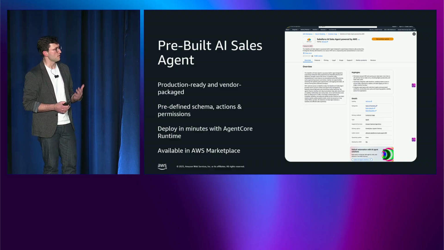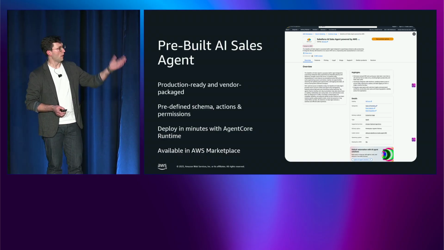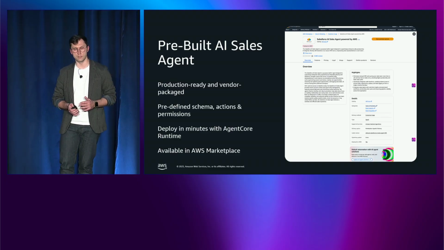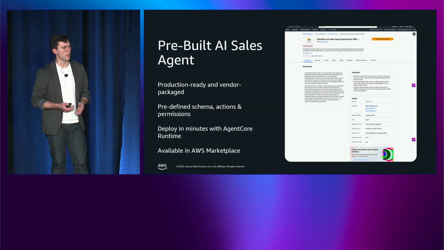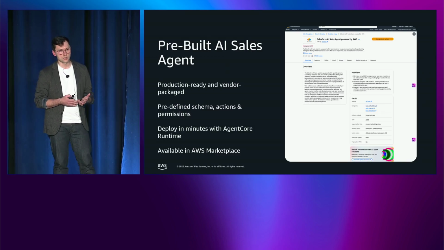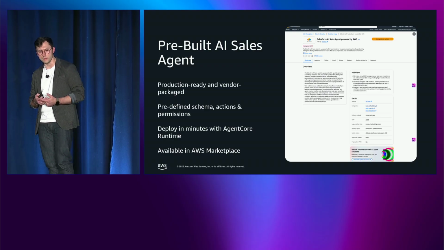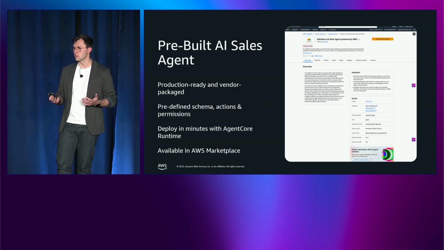And sometimes the fastest path is to start with a production-ready, pre-built agent that you can get from a third-party vendor. I'll be using a CRM AI sales agent built by one of the vendors available on AWS Marketplace that can help you automate routine CRM tasks. This is a fully packaged solution with defined action schemas, defined prompt engineering, and the recommended LLM already baked in, and it is packaged and optimized to run on Agent Core runtime. That means you can deploy it in minutes.